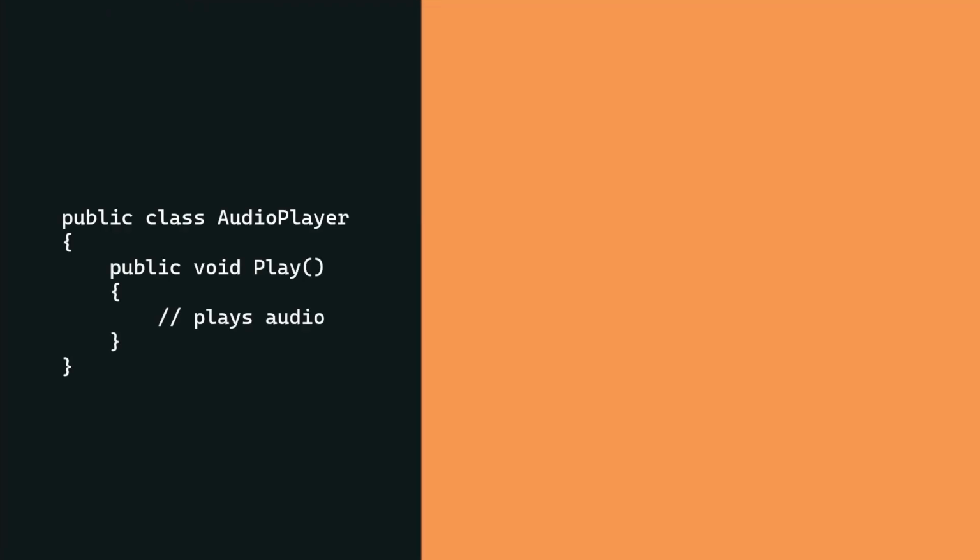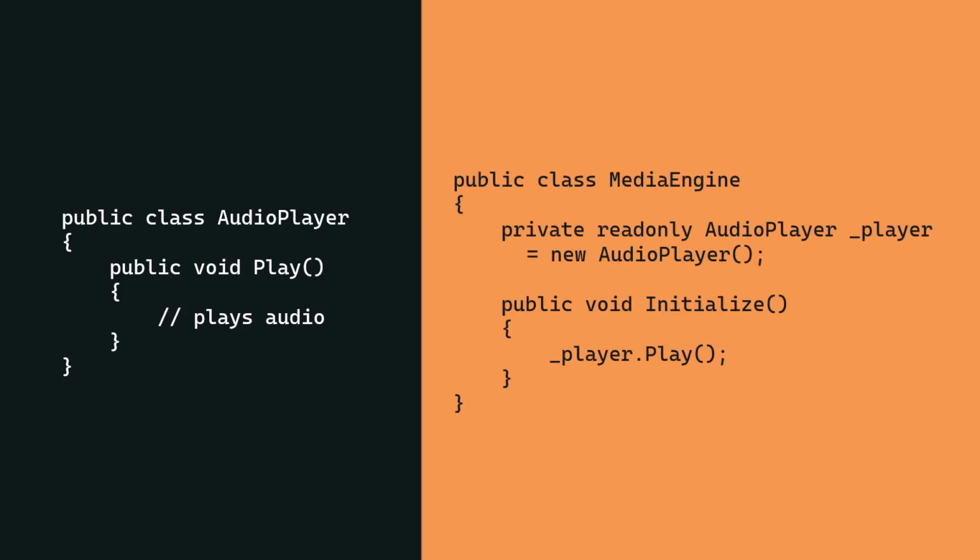Here on the left, we have a simple class named AudioPlayer with a single method named Play. And on the right, we have another class named MediaEngine that has a private read-only field that holds an instance of the AudioPlayer class and calls its Play method in the Initialize method. From this example, we can see that the MediaEngine class depends on the AudioPlayer class to function. Thus, we can say that the AudioPlayer class is a dependency.